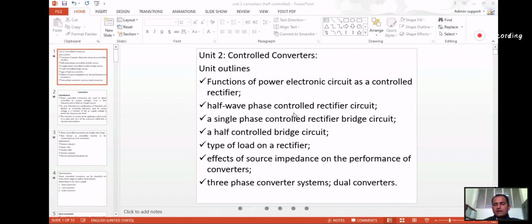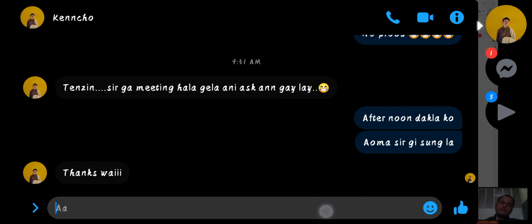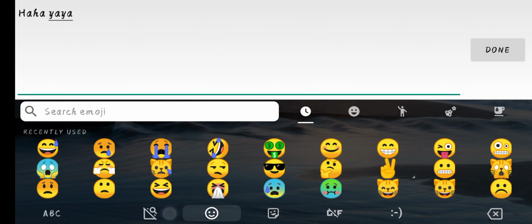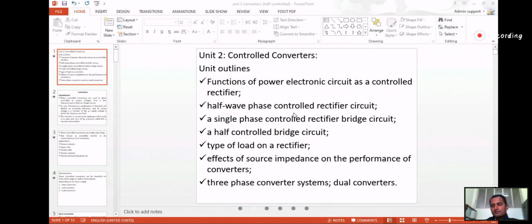Because our main concern here is we are converting AC into DC, so there should not be any pulsating wave at the output. It should be a pure DC. What is the effect of the source impedance on the performance and the output? So we are controlling the input. Three-phase converter systems, also known as dual converters, we'll also try to see. Even in uncontrolled converter system, we have seen half-wave three-phase converters, full wave. Similarly, we'll see in controlled converter also.